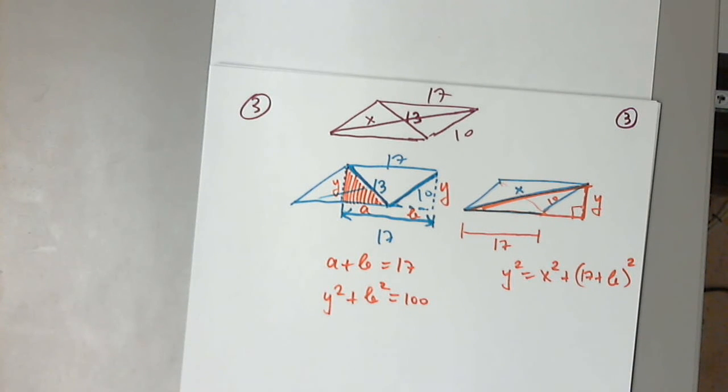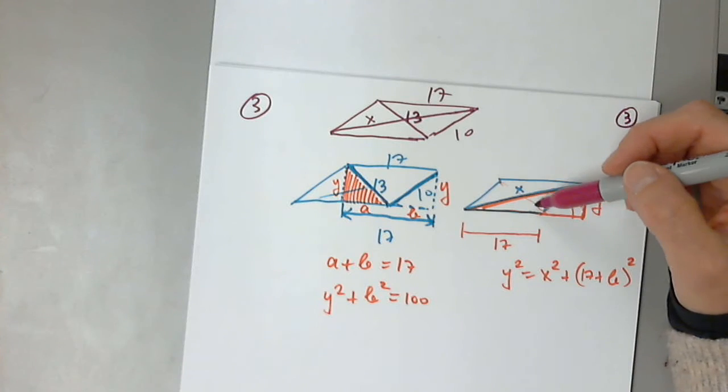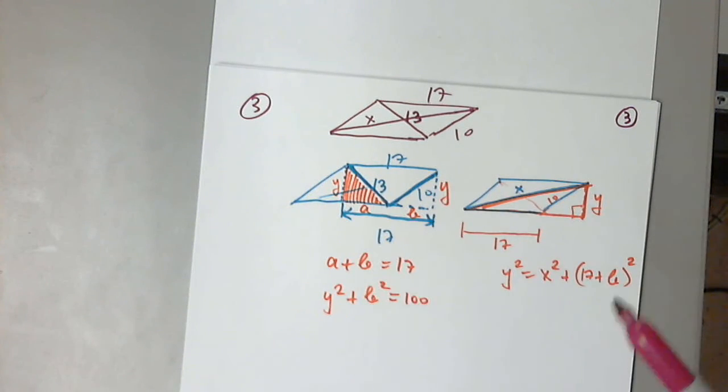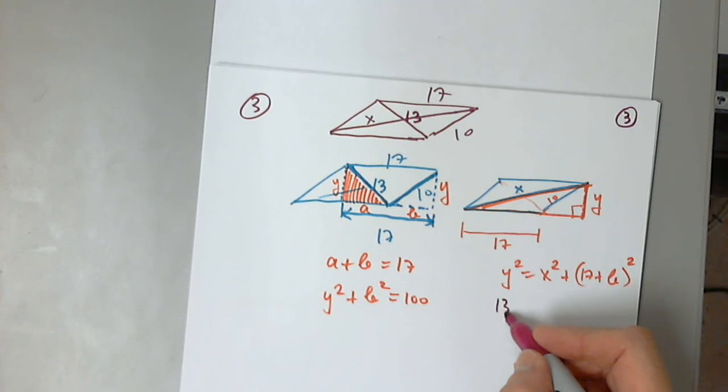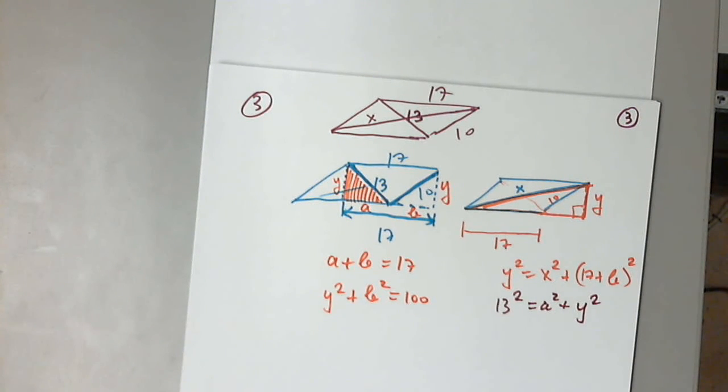Okay. If you have any suggestions, shoot, if you see something I don't. So 13, okay, I see. So 13 squared equals a squared plus y squared. Okay. So I have a, b, x, and y, and I have 4 equations. Okay, so let's give it a shot now.